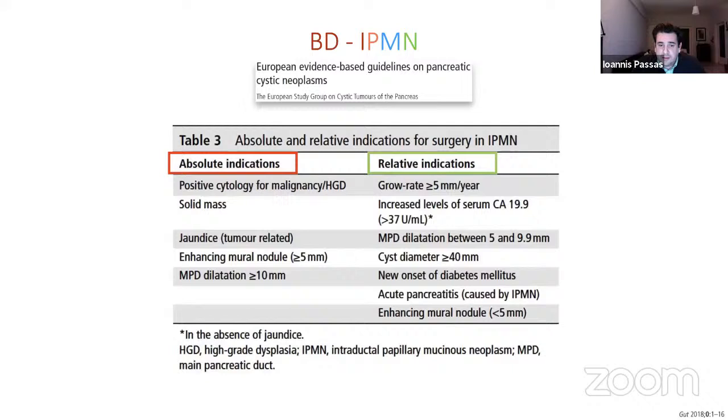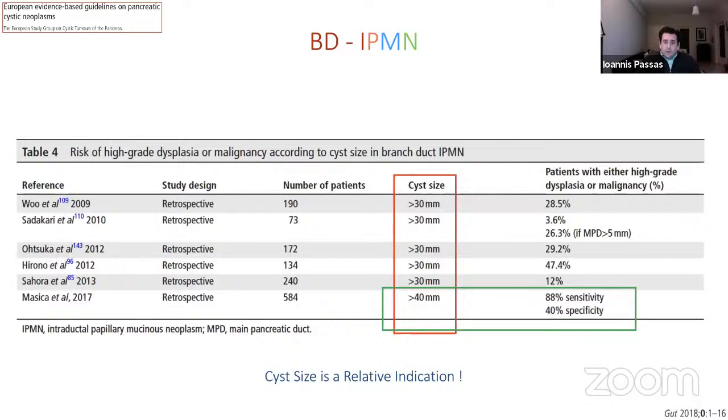Relative indications are the growth rate of 5 millimeters per year, a dilatation of the main pancreatic duct between 5 and 9 millimeters, which some years before was in the absolute indications. This has changed. Also onset of diabetes, pancreatitis, and a small enhancing mural nodule. We see here the cyst size above 4 centimeters is now a relative indication, which before was an absolute indication. We've seen that it does not have such a high specificity and sensitivity.